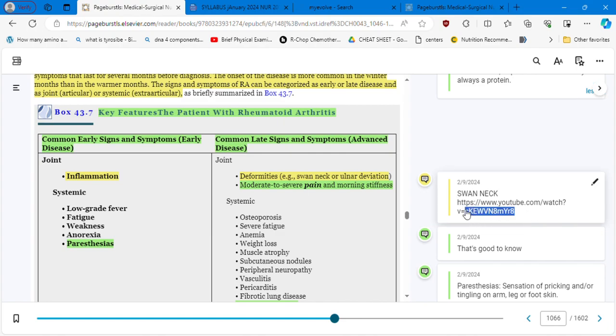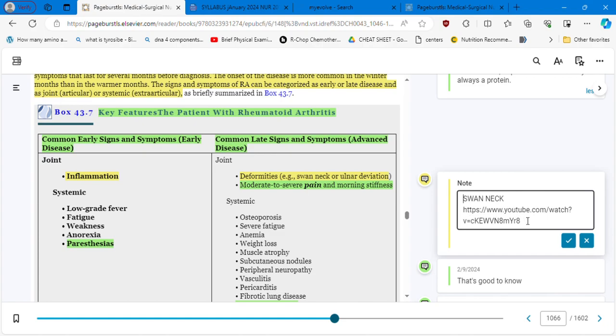Let's identify what a swan neck is. Easy and simple, so you can start visualizing what these patients are going through. Swan neck is very common and typical in rheumatoid arthritis.